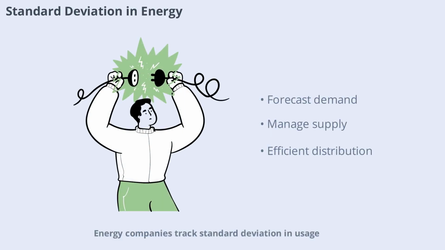Energy companies track standard deviation in usage patterns to forecast demand and manage supply. Low standard deviation means predictable energy use, while high standard deviation could signal changing consumer habits or external factors. This helps ensure efficient energy distribution.